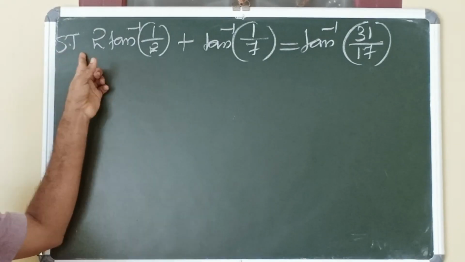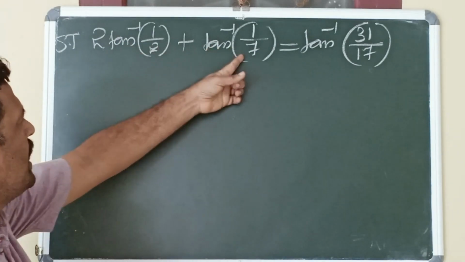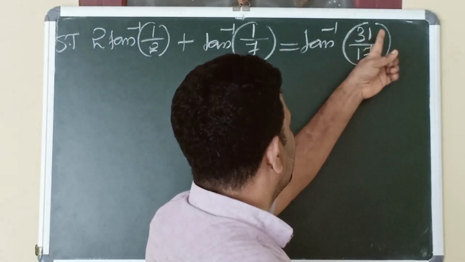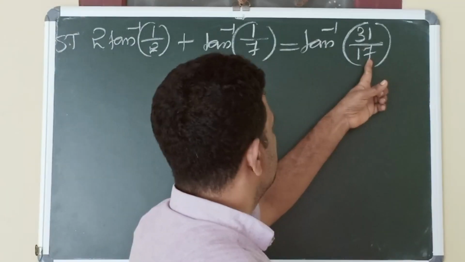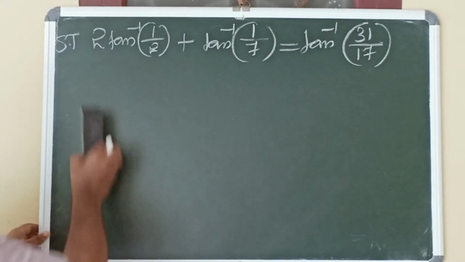Next question is: show that 2 tan inverse 1 by 2 plus tan inverse 1 by 7 is equal to tan inverse 31 divided by 70. Here I am taking the left hand side of the problem.